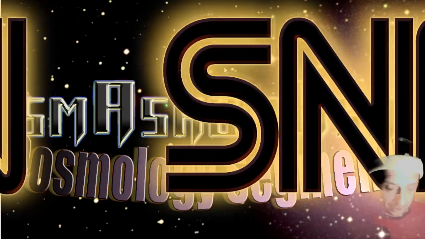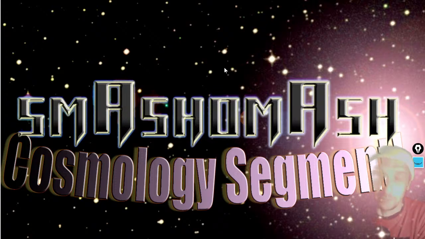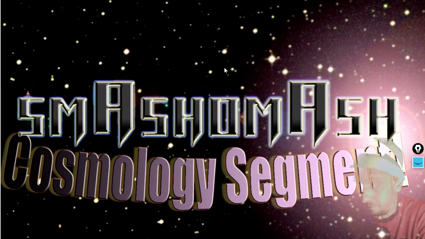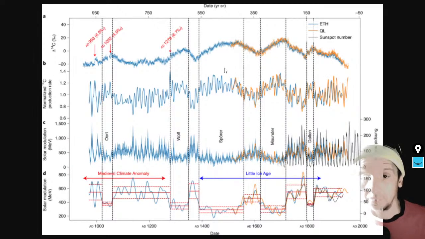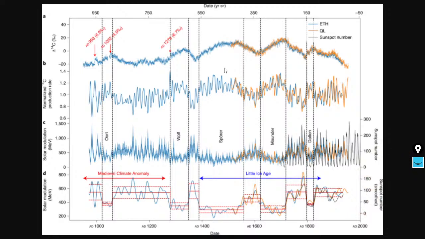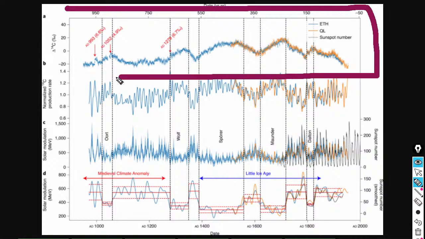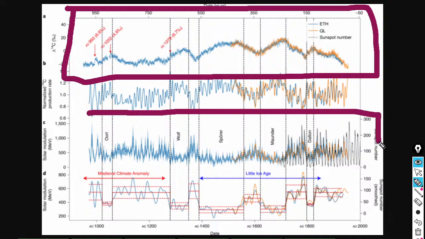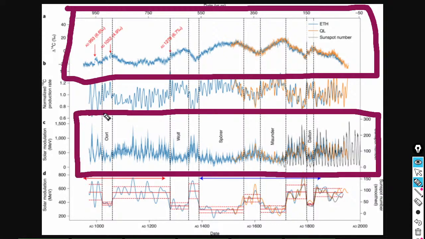And let's do a cosmology segment. Today's cosmology segment is going to be a little different and a little the same. Here's the different part. See this graph? This graph is showing you various data points. It's showing you changes in the ratio between carbon-14 and carbon-12 in wood. This is a 1,000-year chart of solar activity based on said proxy data.